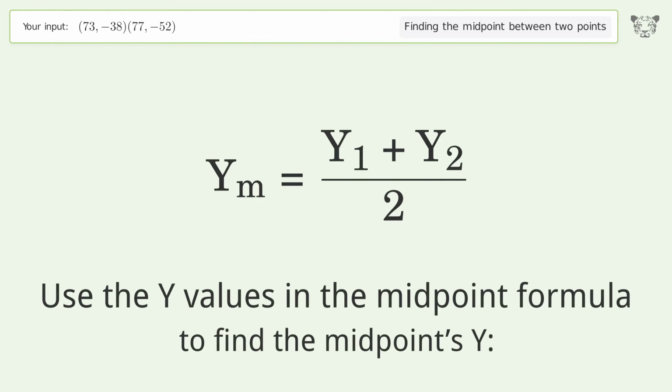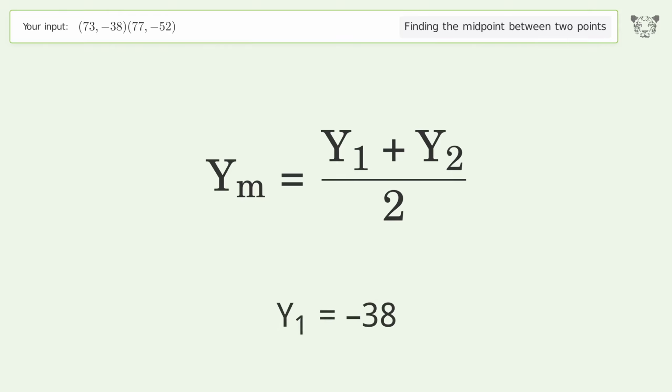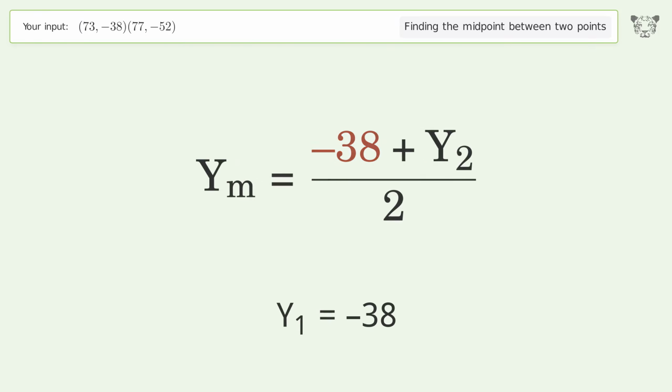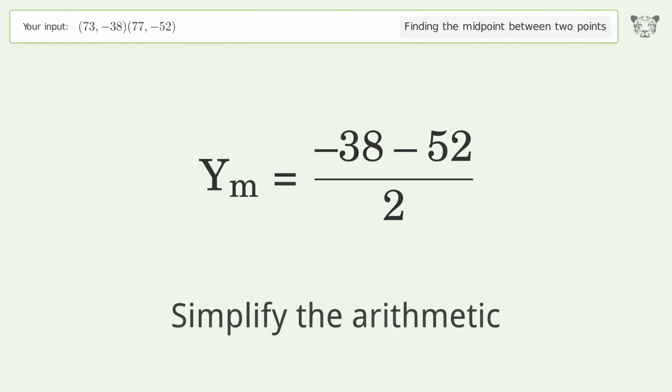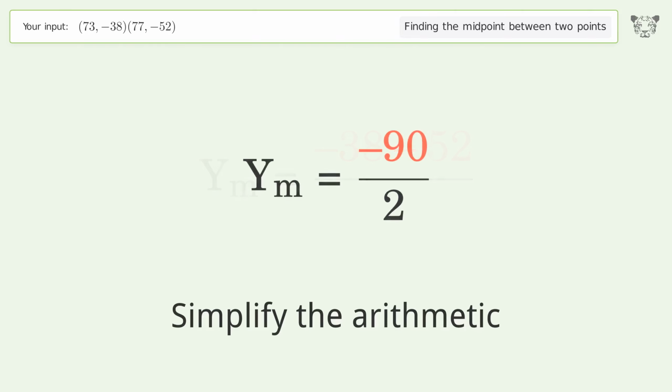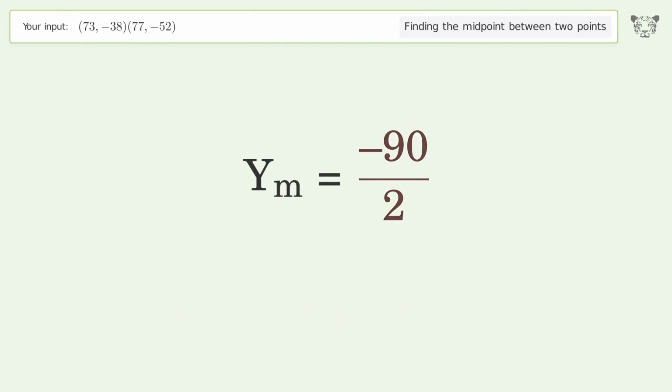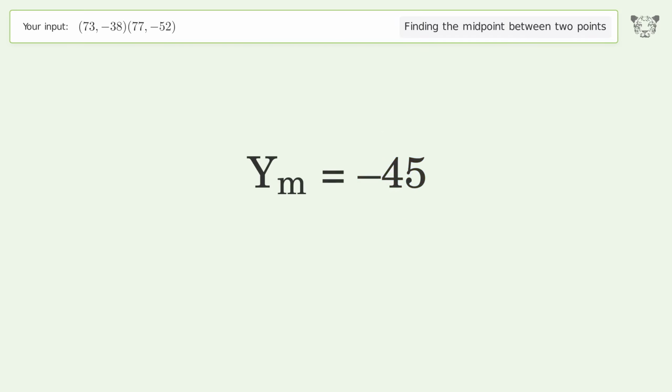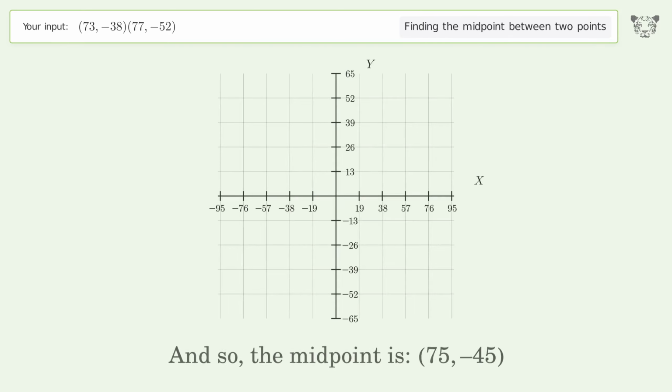Use the y values in the midpoint formula to find the midpoints y. y1 equals -38. y2 equals -52. Simplify the arithmetic. And so, the midpoint is 75, -45.